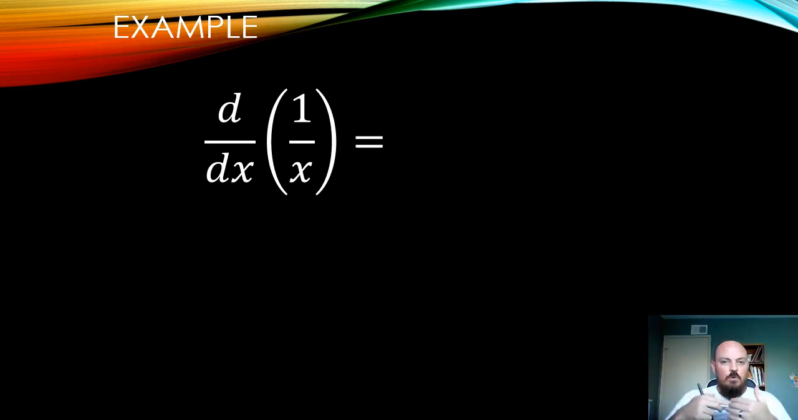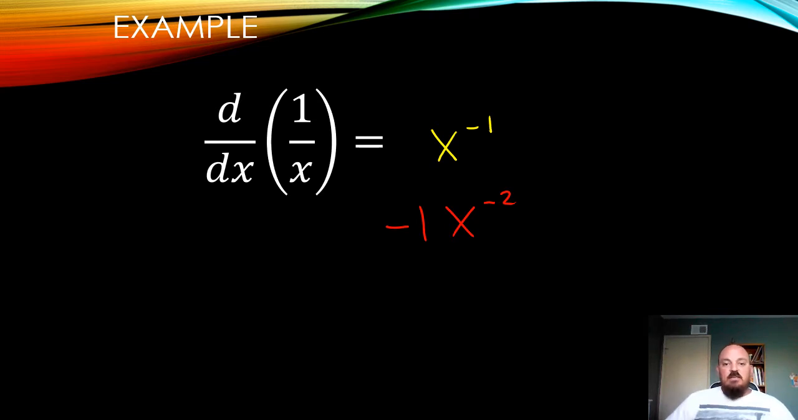If I have 1 over x, another way of writing that is x to the negative 1 power. Even though it's a negative exponent, that part doesn't matter. Once you've gotten a nice single x all by itself, now you can answer the question using power rule. So I'm going to leave the x, and I'm going to multiply by my exponent, which is negative 1, and then lower the exponent by 1. Negative 1 minus 1 gives me negative 2.